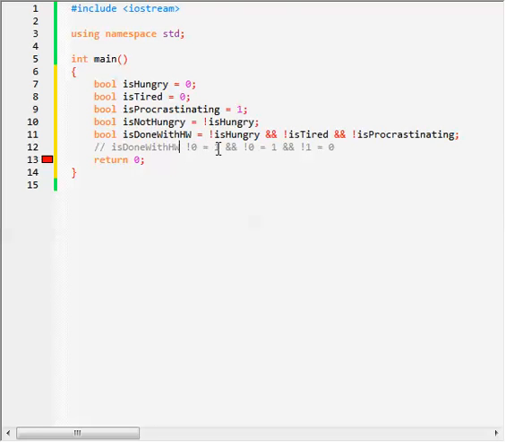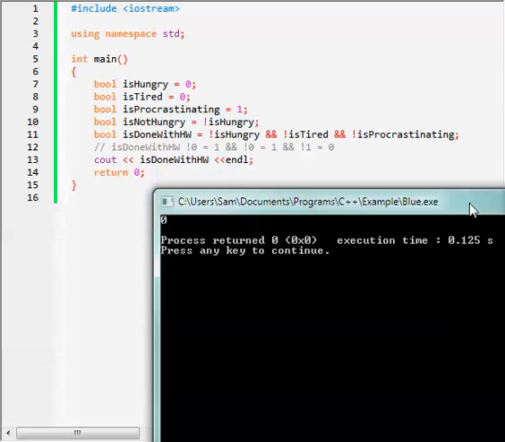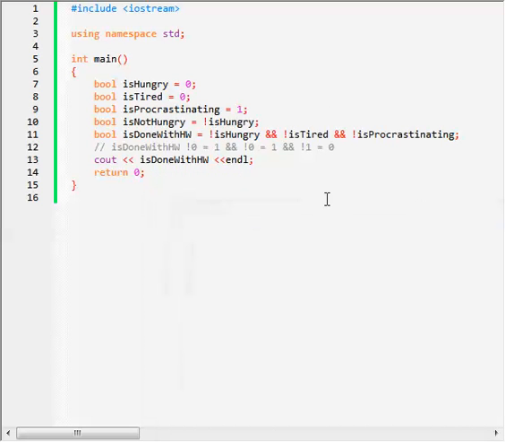So let's see. 1, yes. And 1, yes. And 0, no. Is done with homework is false. And if you don't believe me, let's see out is done with homework. And compile. Run. 0. So that is the and symbol.